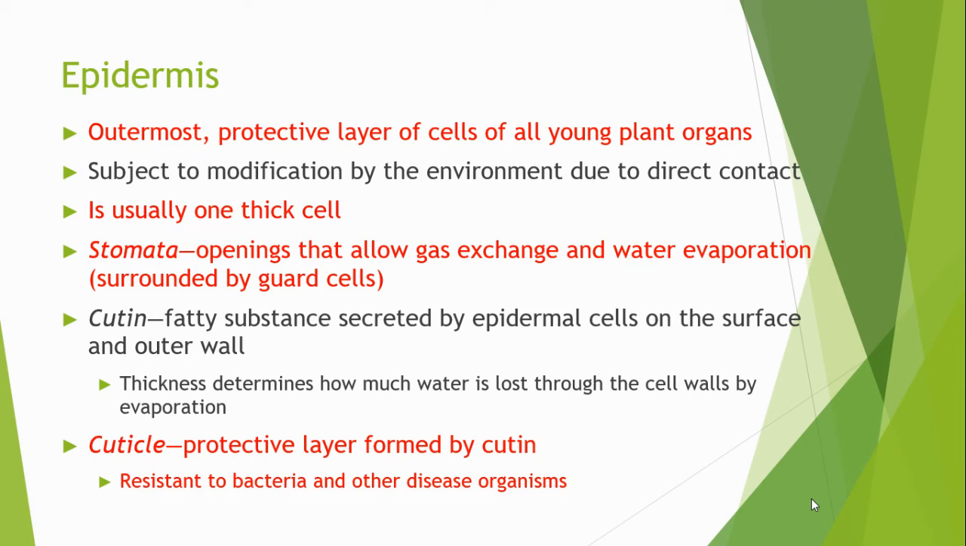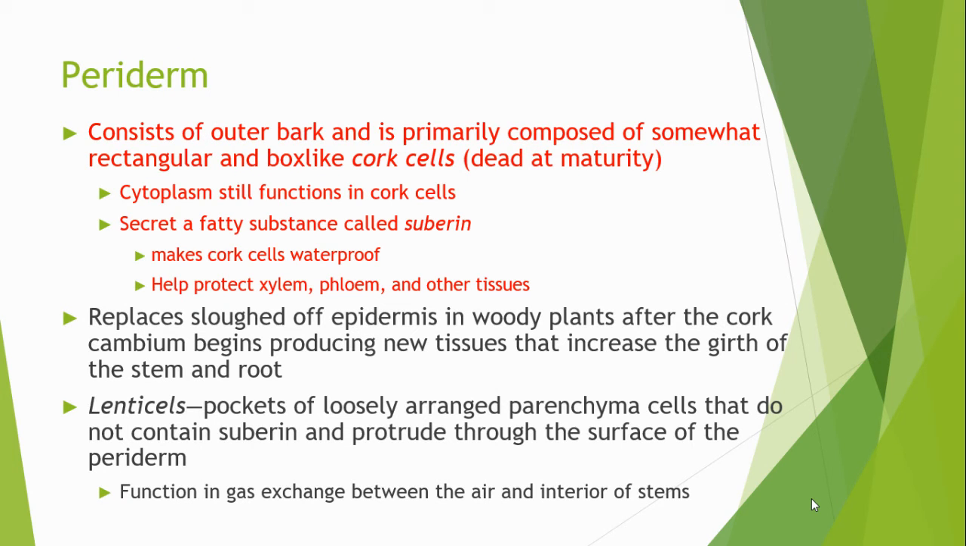Cutin is a fatty substance secreted by epidermal cells on the surface of the outer wall. The thickness determines how much water is lost through the cell walls by evaporation. So the thicker it is, the less water the plant will lose. And the cuticle is a protective layer formed by the cutin. It is resistant to bacteria and other disease organisms.